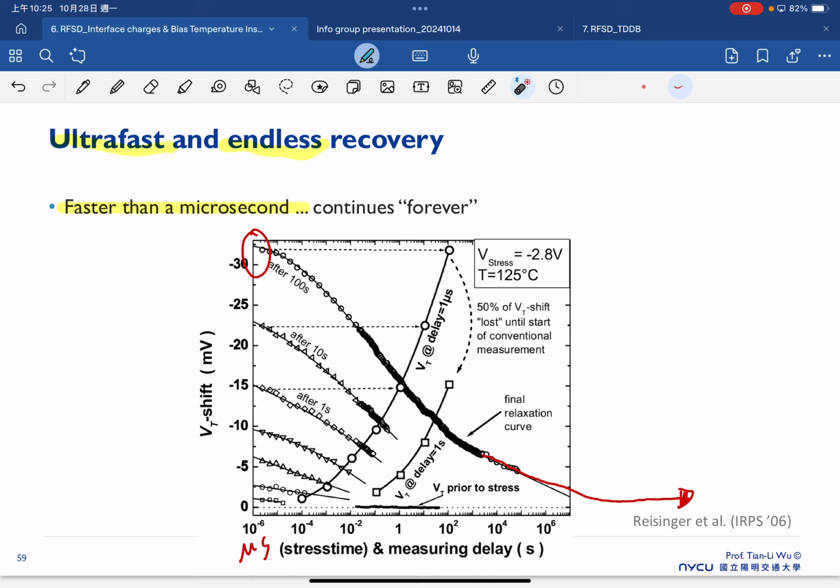And the last part is to do the modeling, because we want to predict the lifetime. But if this always comes up with ultra-fast recovery and endless recovery, the issue becomes that we have no idea how to do the modeling. And if we don't have a good model, that becomes a problem for the circuit designer or system user, because they don't know how to predict the characteristics. So that's always the correlation, not only at the device level, but also at the circuit level and the system level as well.